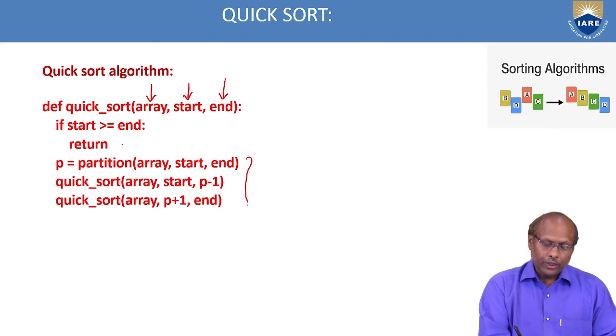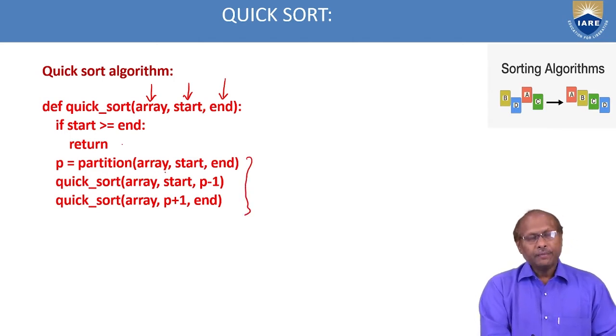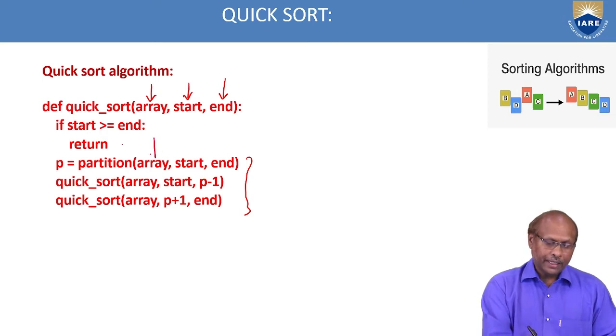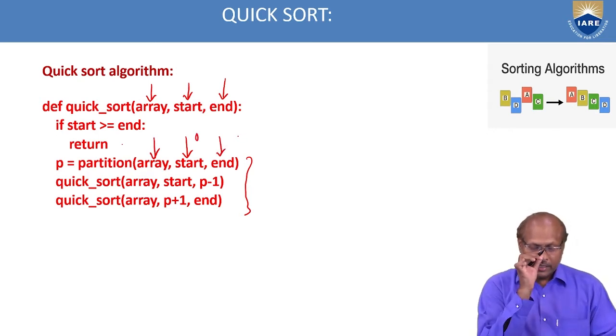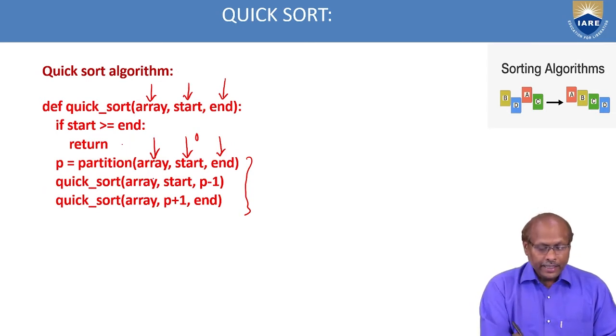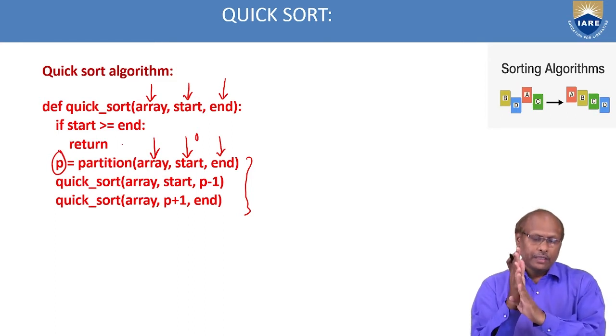Now here my goal is to find the position of the pivot. So I'll pass first the array, then I'll pass the starting position. Starting is initially 0, and then I'll pass the ending. Ending is my length of the array minus 1, or the last index. Then here what happened? You got the p value. P is what? The center position.